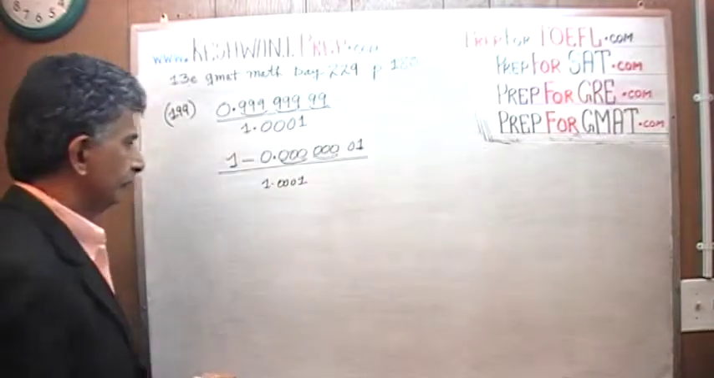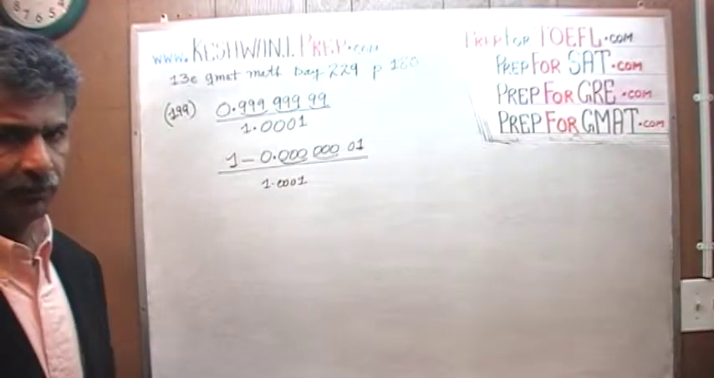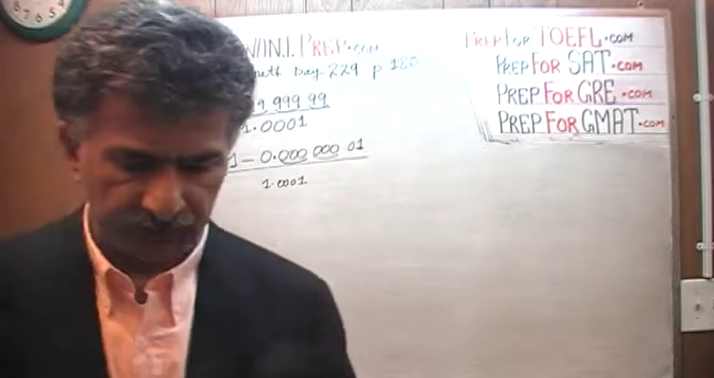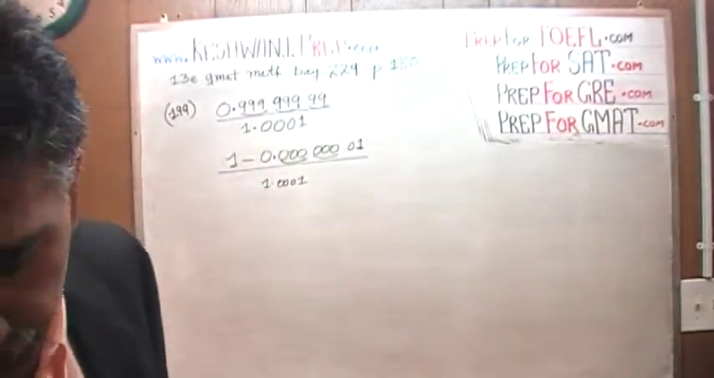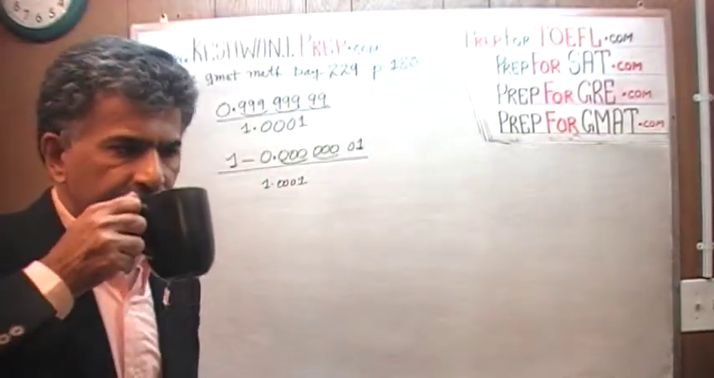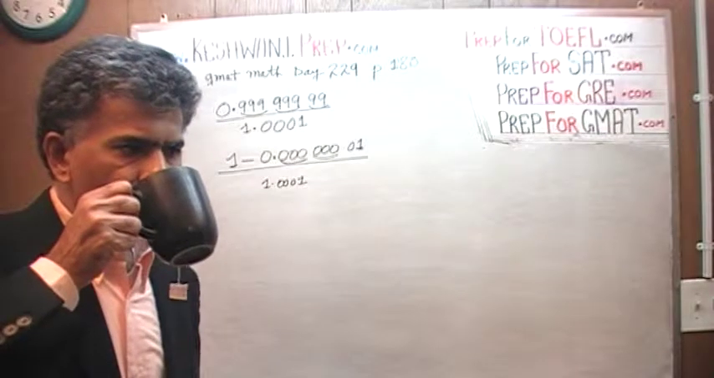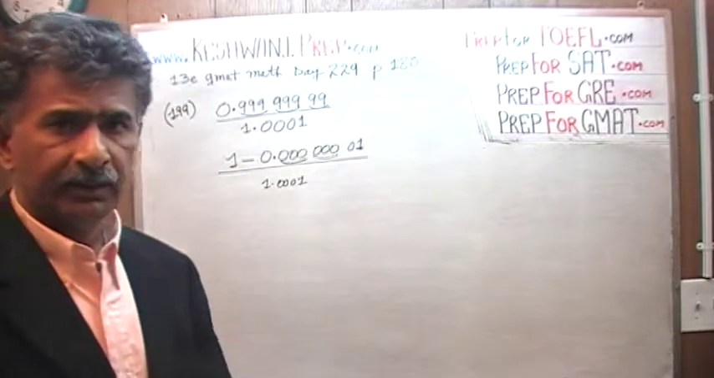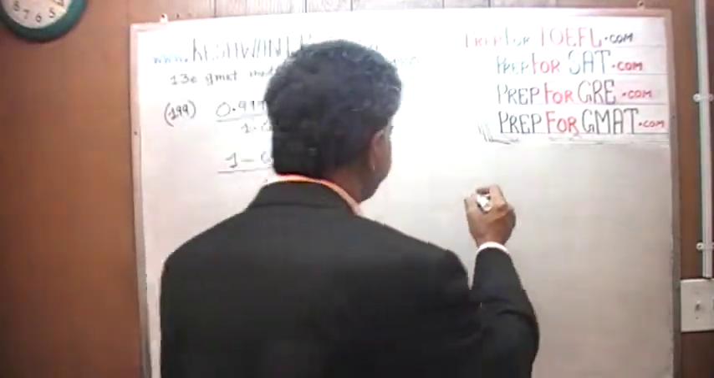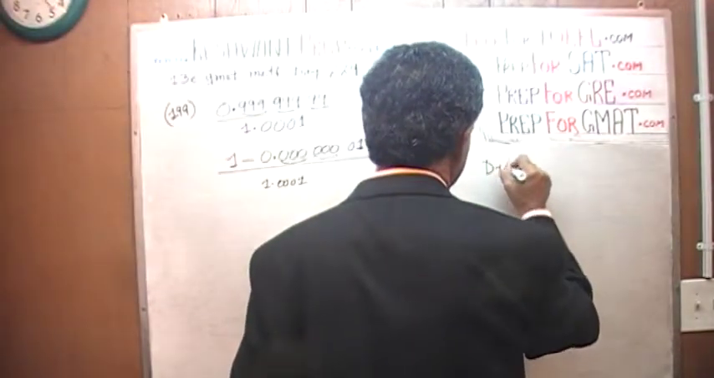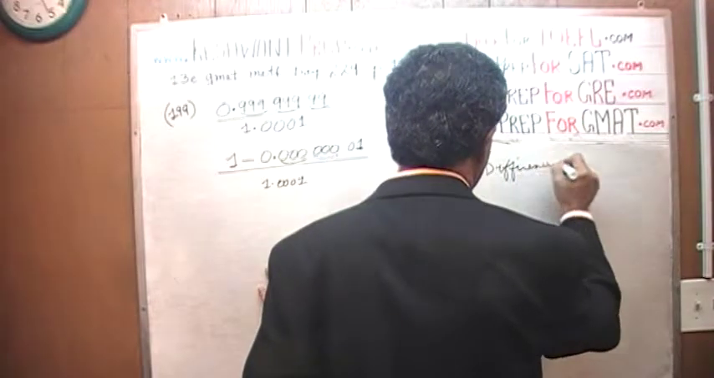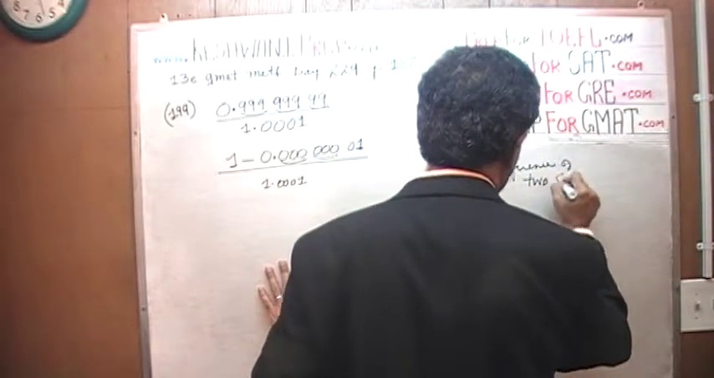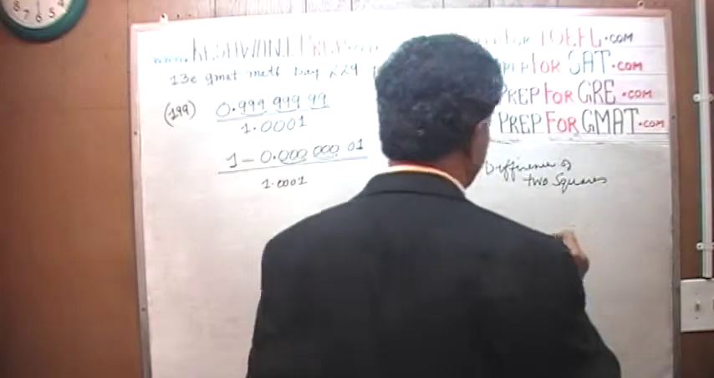And at the bottom we have 1.001. This is one of their favorite questions. It comes on the GMAT practically on every exam. The concept that they're testing here, the algebraic concept, is what is known as difference of two squares. You know what that is?